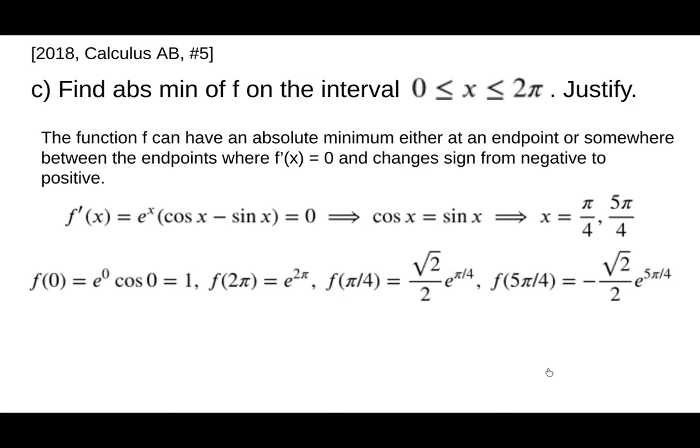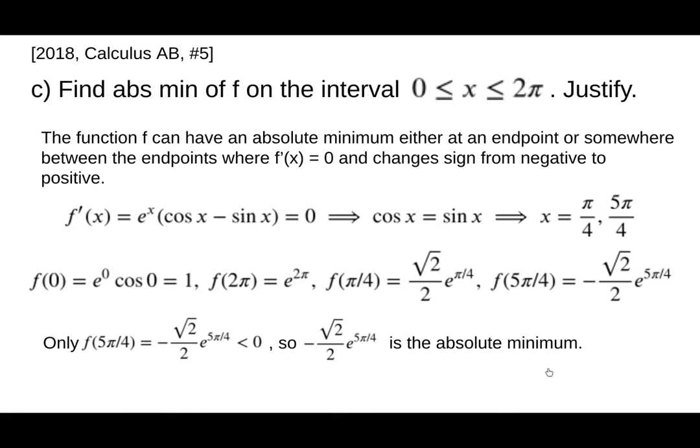But 3 out of these 4 values are all positive. 1 is positive, e to the 2 pi is positive, square root of 2 over 2 times e to the pi fourths is going to be positive. The only one that's negative is f of 5 pi fourths. All right, well, that means it's less than the other 3. It's the only negative one. So our absolute minimum is going to be at 5 pi fourths, and the absolute minimum value would be negative root 2 over 2 times e to the 5 pi fourths.